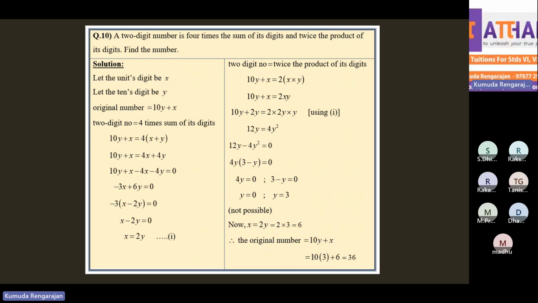So what is given? A two-digit number is 4 times the sum of its digits. A two-digit number, that means start with this. This is the two-digit number. Two-digit number is 4 times the sum of the digits. Correct? Then what is given? And twice the product of its digits. That means again this is the two-digit number only. Same again, the two-digit number is twice the product of its digits.